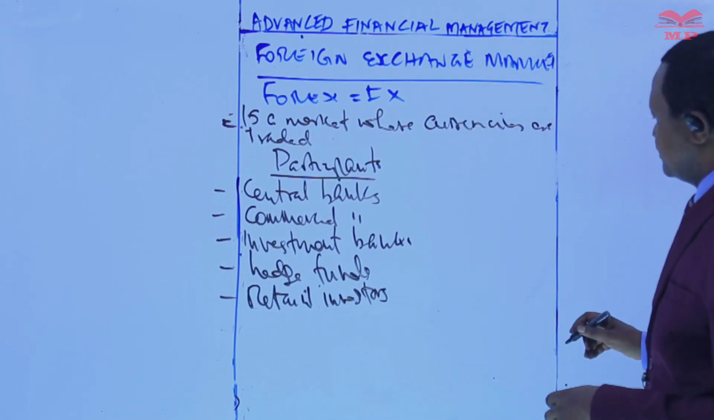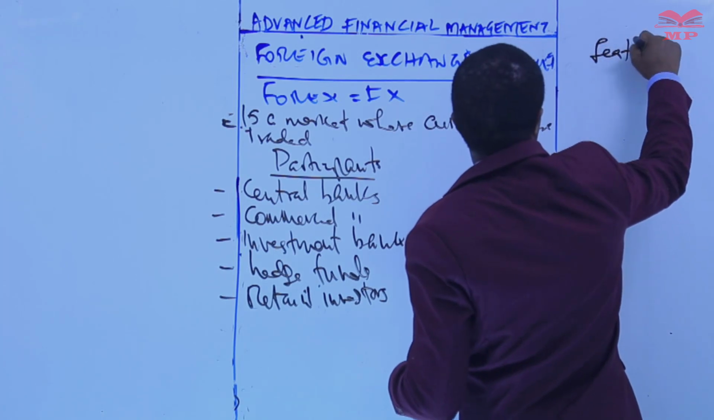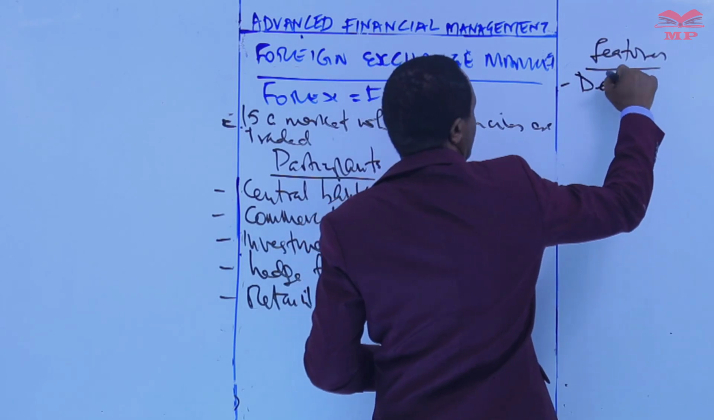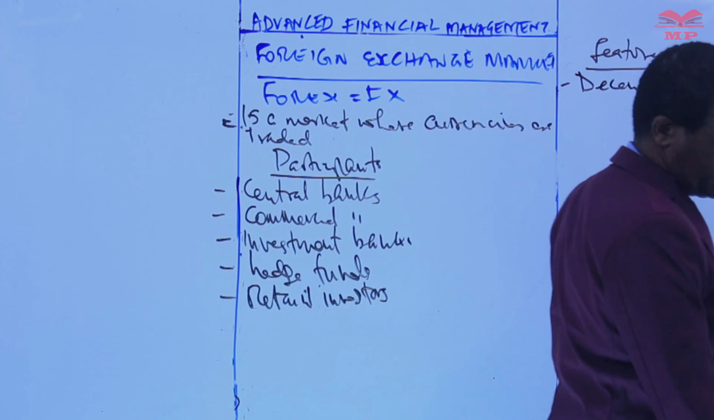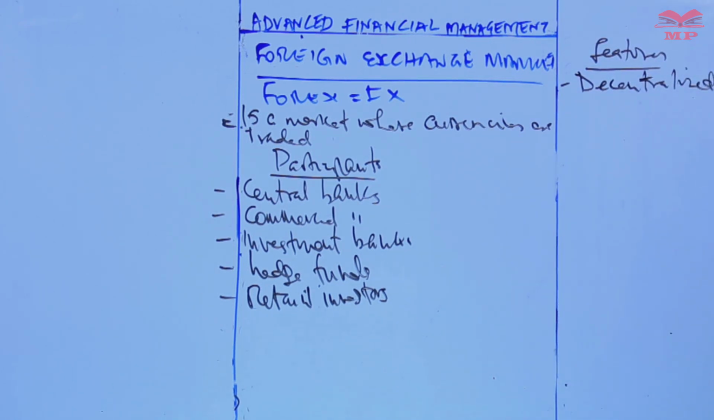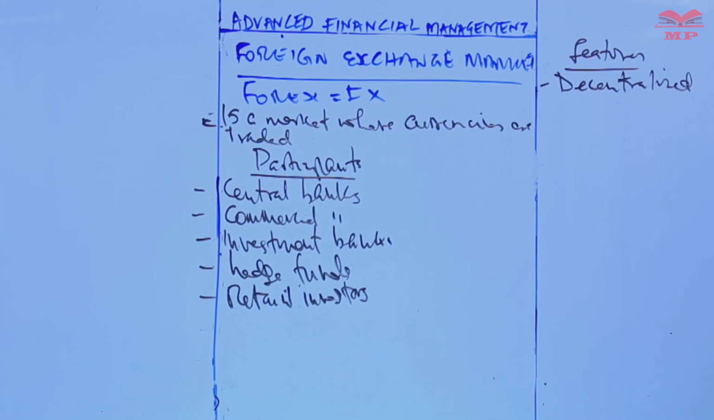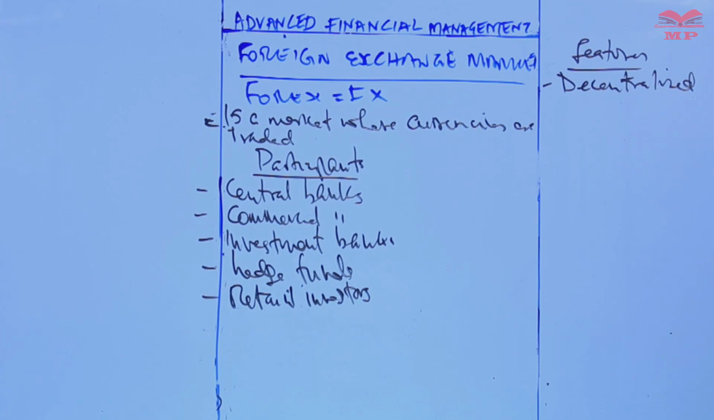Now, what are the features of this market? One, decentralized. The Forex market is decentralized, meaning there is no single physical location where trading takes place. Transactions occur electronically between banks, between corporations, individual traders, and so on.